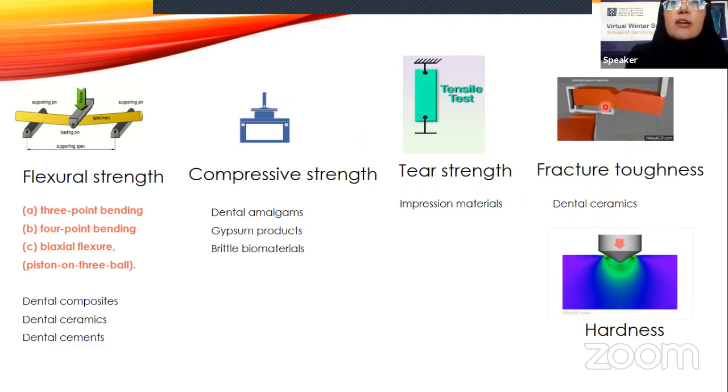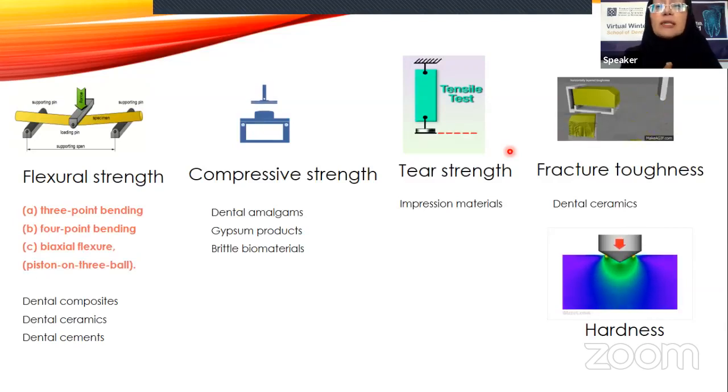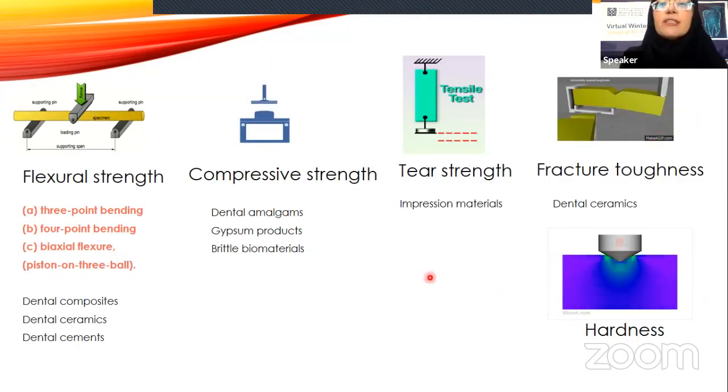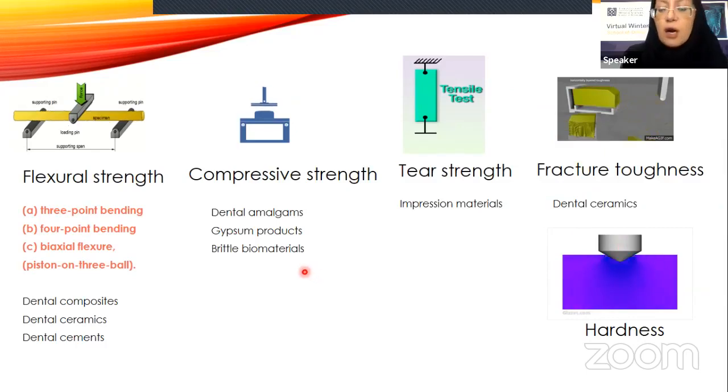For brittle materials like dental ceramics, it's very important to consider that the fracture usually starts from a crack. So in this test method, we prepare a pre-crack on the material ourselves. And finally, hardness is a surface mechanical test. We have all of these test methods in our department.